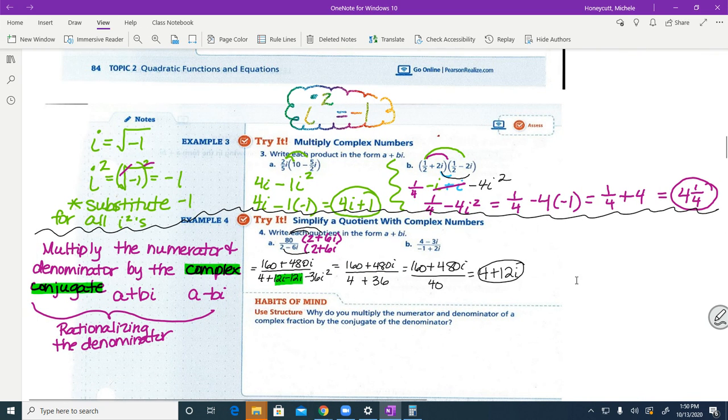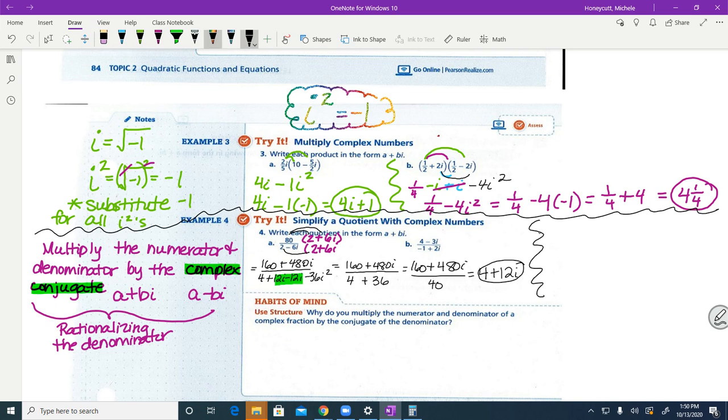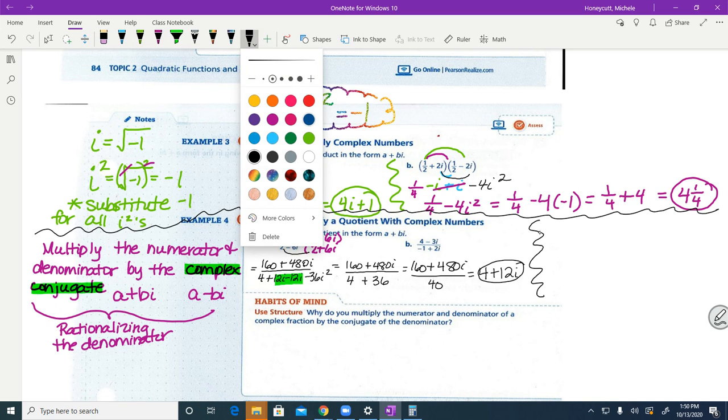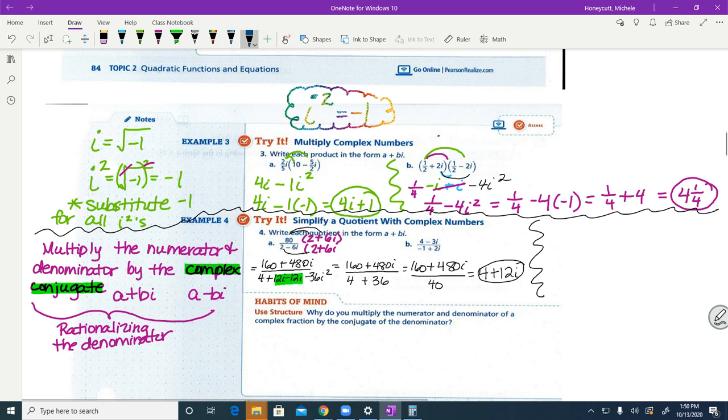Let me zoom out. Now we'll do part B in this space over here because I kind of ran out of space. So on part B, I need to be multiplying by the complex conjugate. So the complex conjugate of negative 1 plus 2i will be negative 1 minus 2i. So you only change the symbol in the middle. You won't change the symbol on the front. So the only thing that changes is the plus to a minus. So I'm going to do my work over here.